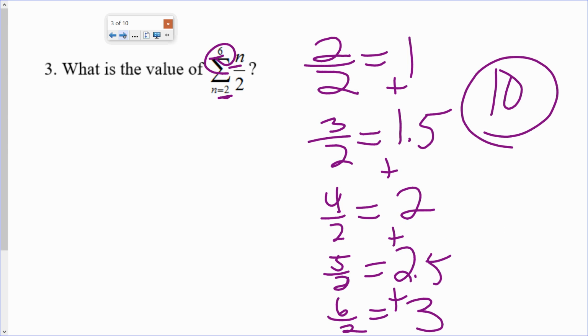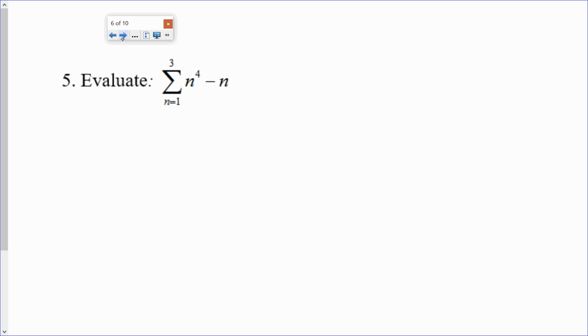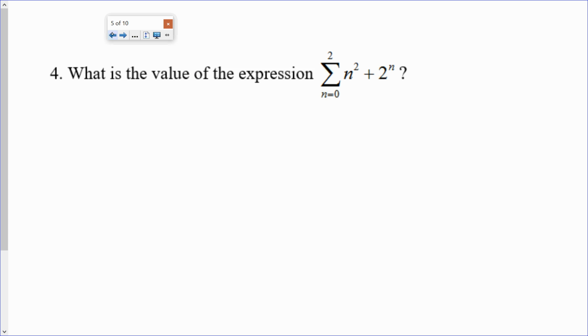Why don't you try number 4? Let's just do number 4 partially together. Then you can try number 5 on your own, and then we'll call it a day. So I'm going to start by substituting 0 in for n. Since there's two n's, I'm just going to substitute in for each of them. So it's going to be 0 squared plus 2 to the 0 power. Next, I'm going to substitute 1 in, and I keep on going until I get to the top number.